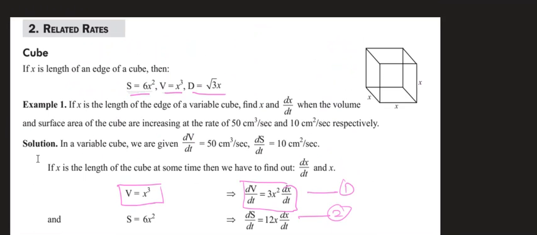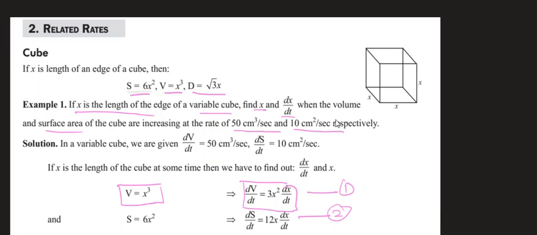Now in this problem, it is asked: if x is the length of the edge of a variable cube, find x and dx by dt when the volume and surface area are increasing at the rate of. So when I say increasing surface area, it means dA by dt. Increasing cube volume means dV by dt. Based on the unit also you can arrive at it. So here it is given 50 centimeter cube per second, and 10 centimeter cube is the volume. So dV by dt. And here area, so dA by dt. Okay, respectively.